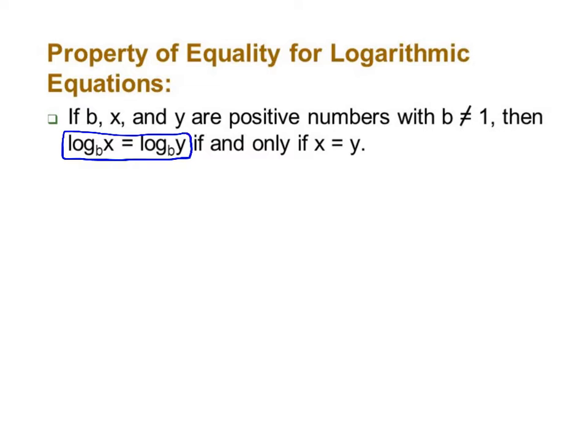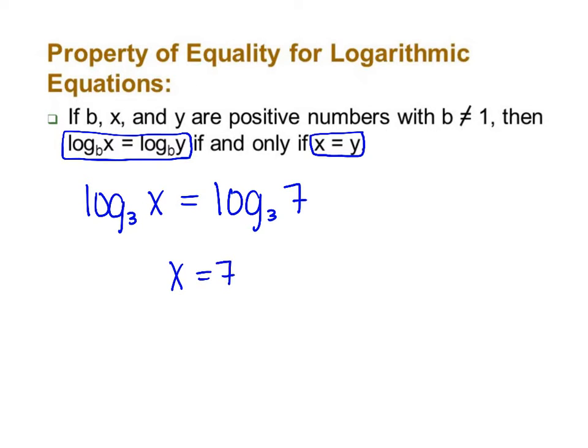log base b of x equals log base b of y, then x has to equal y. Right? So log base 3 of x equals log base 3 of 7 tells me that x must equal 7. Right? If I have the same log part, I get to essentially ignore it or cancel it out.